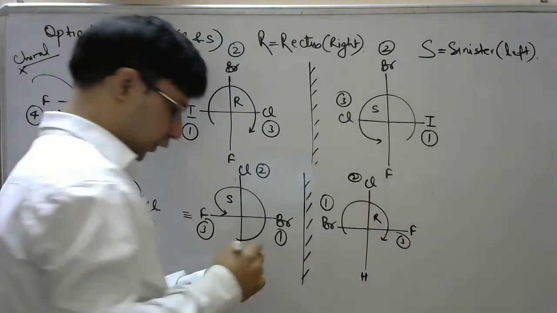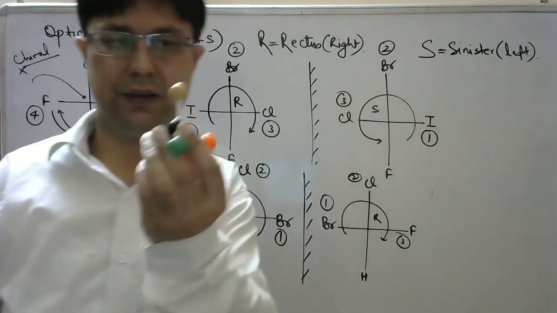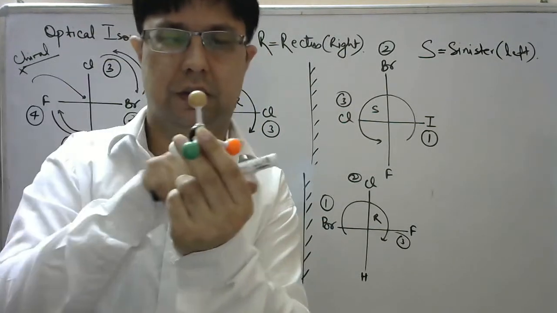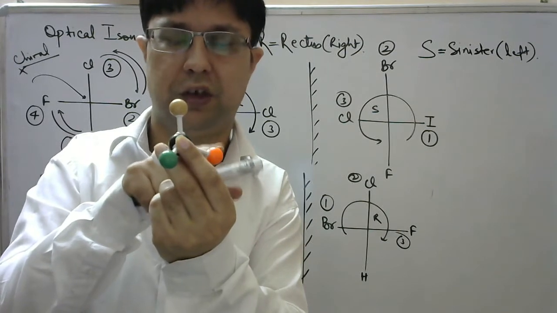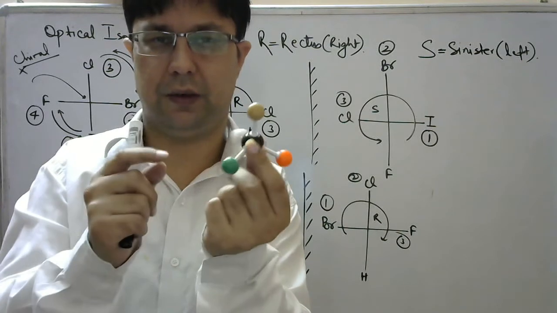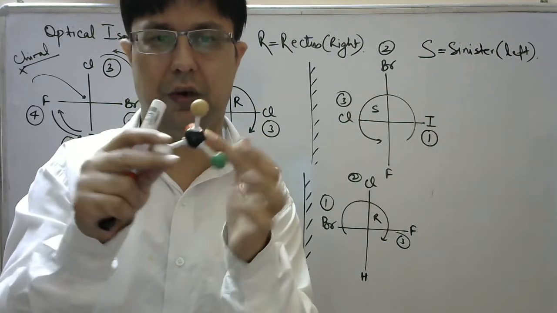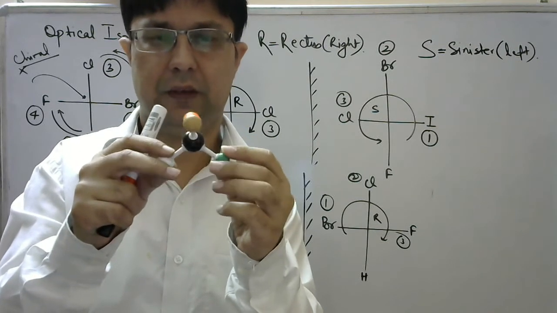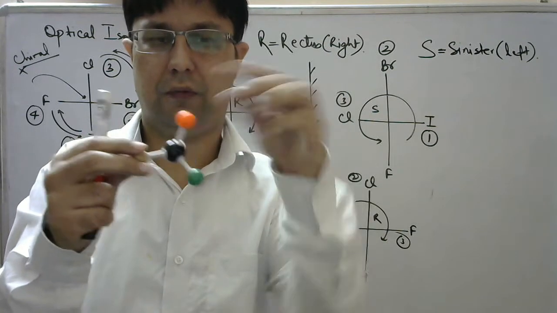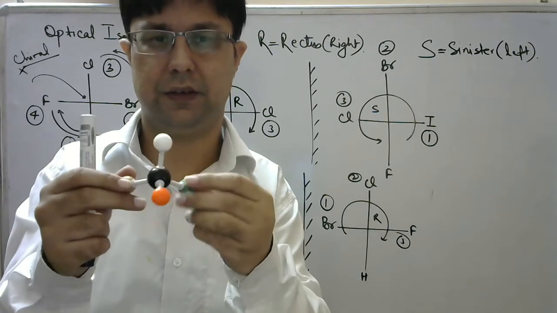This is our configuration. I was telling you through the model that if I consider this molecule, clear? This is iodine, the orange one is the bromine, green one is chlorine, and this one is hydrogen atom. Clear? If you check the priority of all these groups bonded over here, iodine will have the highest priority, followed by bromine, followed by chlorine, and hydrogen atom will have the least priority. Is it clear?